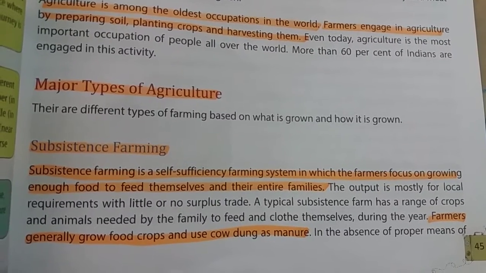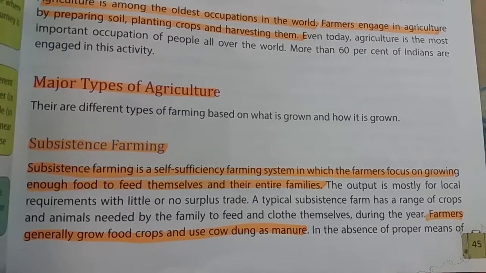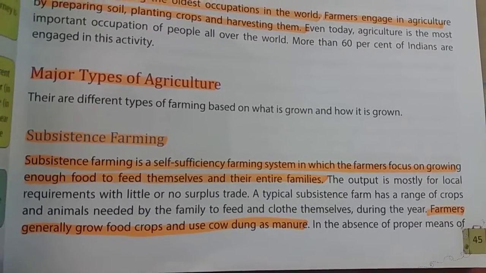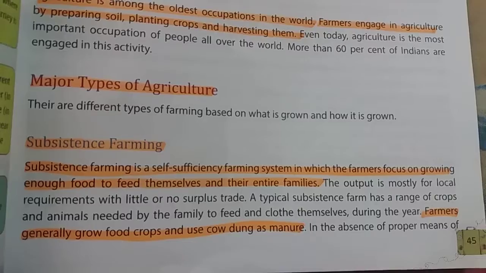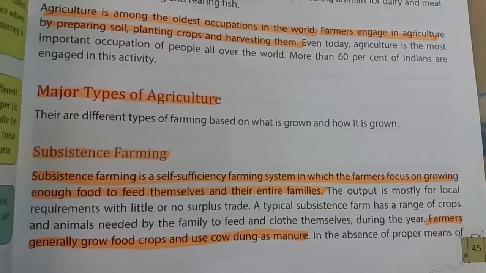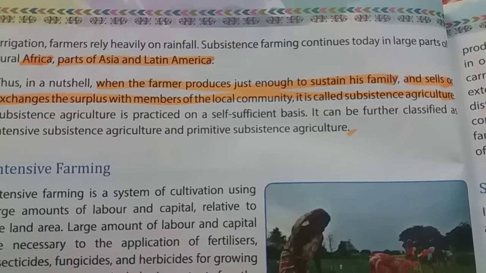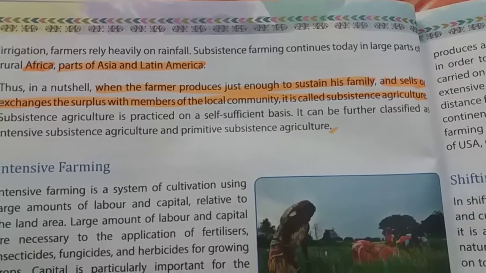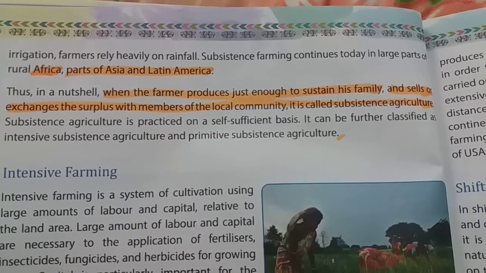A typical subsistence farm has a range of crops and animals needed by the family to feed and clothe themselves. During the year, farmers generally grow food crops and use cow dung as manure. In the absence of proper means of irrigation, farmers rely heavily on rainfall. Subsistence farming continues today in a large part of rural Africa, parts of Asia and Latin America.